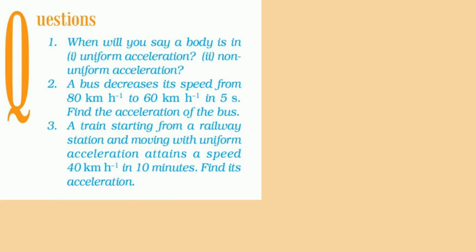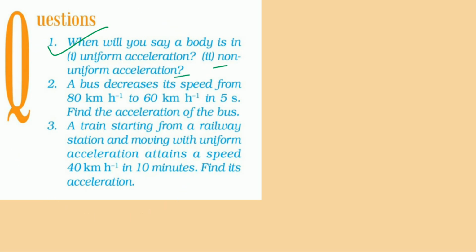Now this is our NCERT question. We'll go through this. Question number 1 says, when will you say a body is in uniform acceleration? An object is said to be in uniform motion when it travels equal distances, or moves with a constant velocity, in every fixed interval of time. Okay, you are clear. Now we have done this question, and non-uniform motion and acceleration we are also clear.